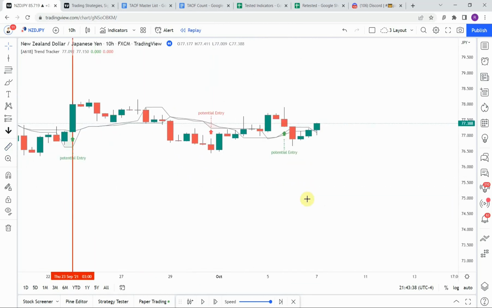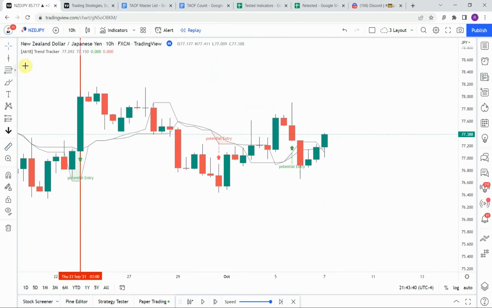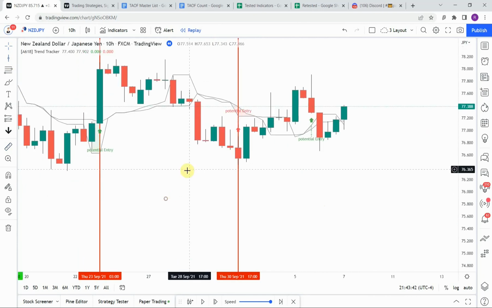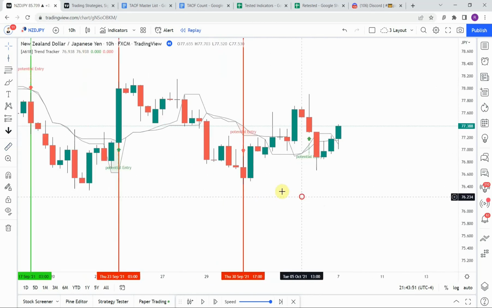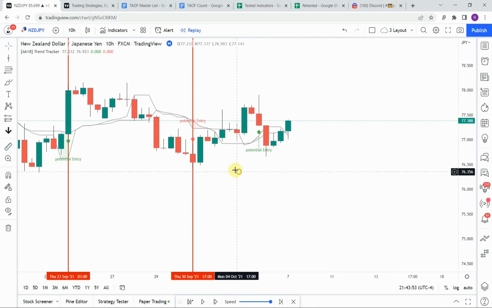We do have another short entry over here on this here, and again, like this one, we get a signal there to go short, and then immediately we start to push back to the upside, and so that one would have also gotten us stopped out.